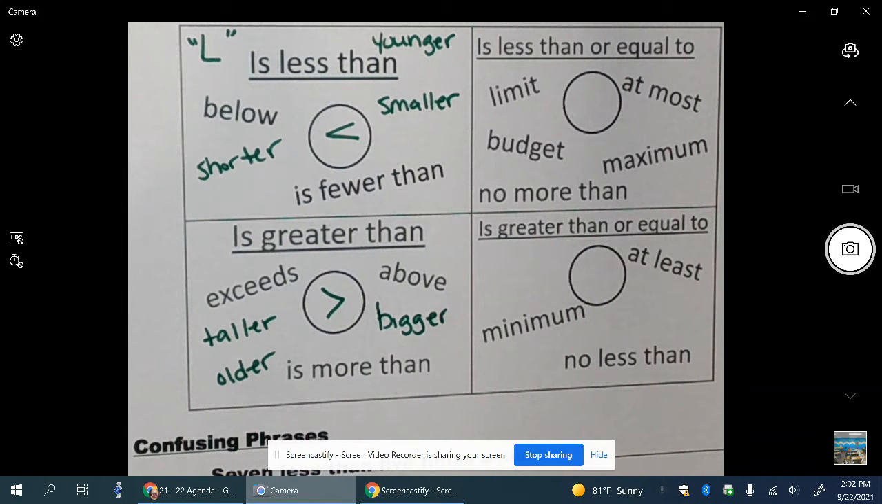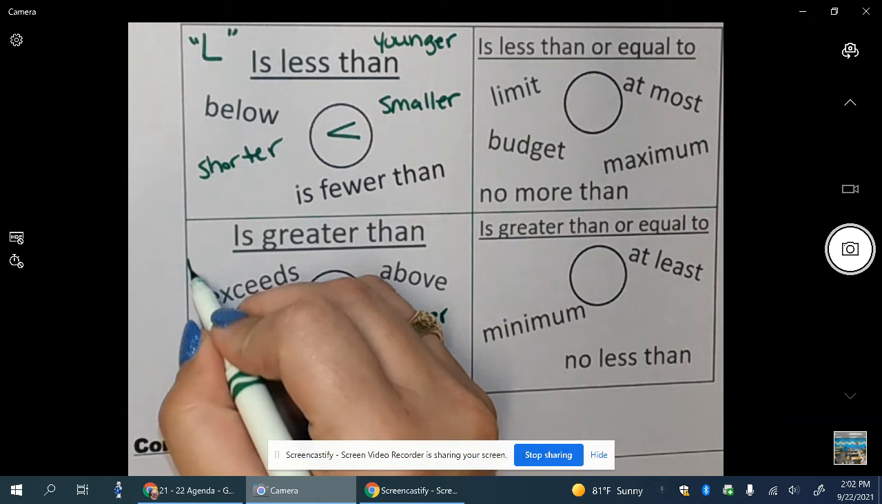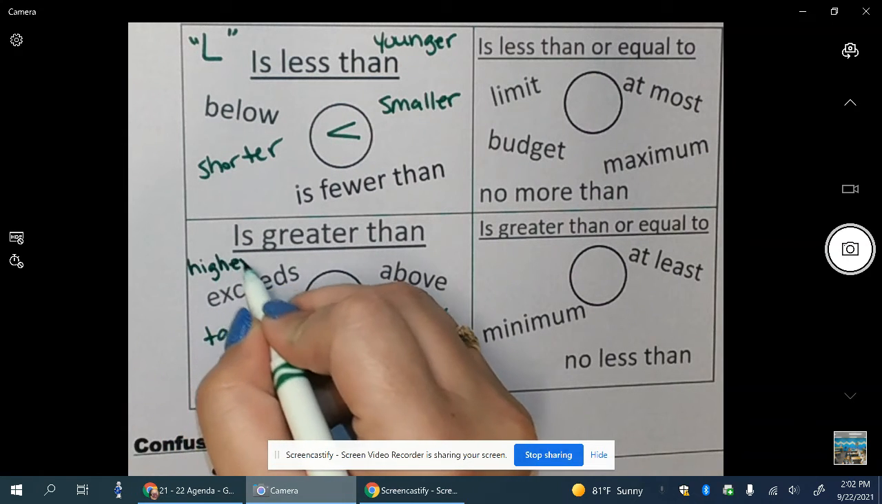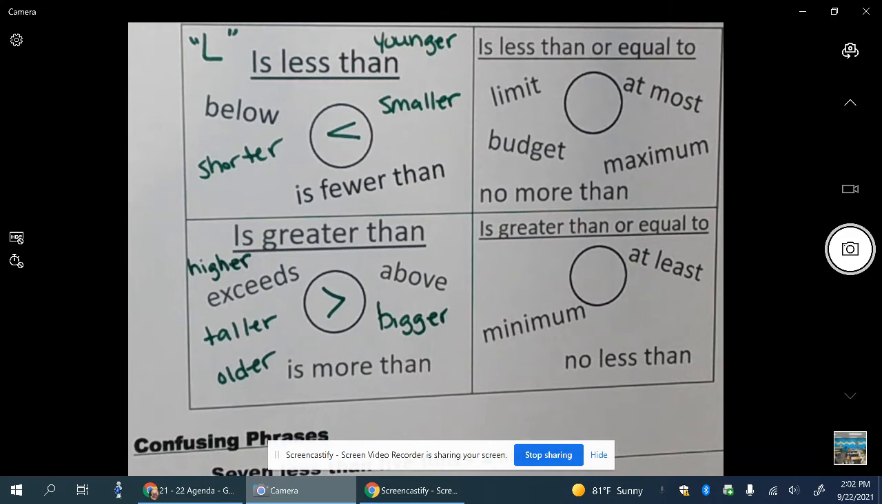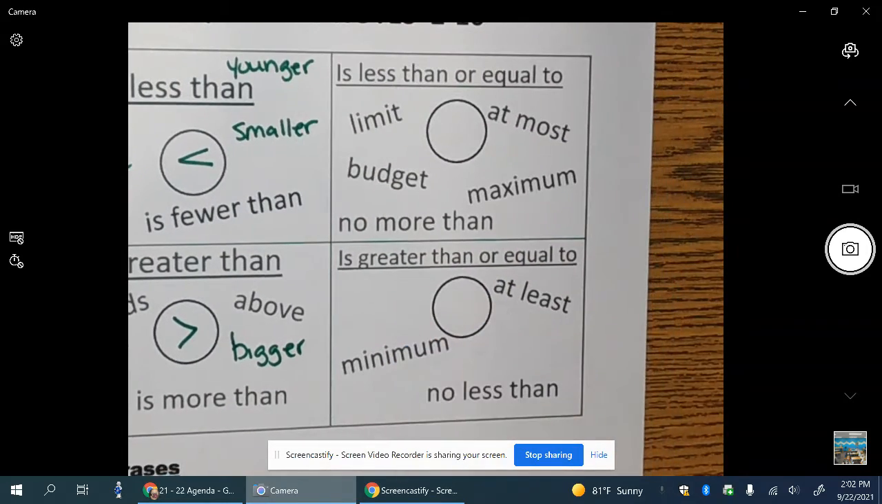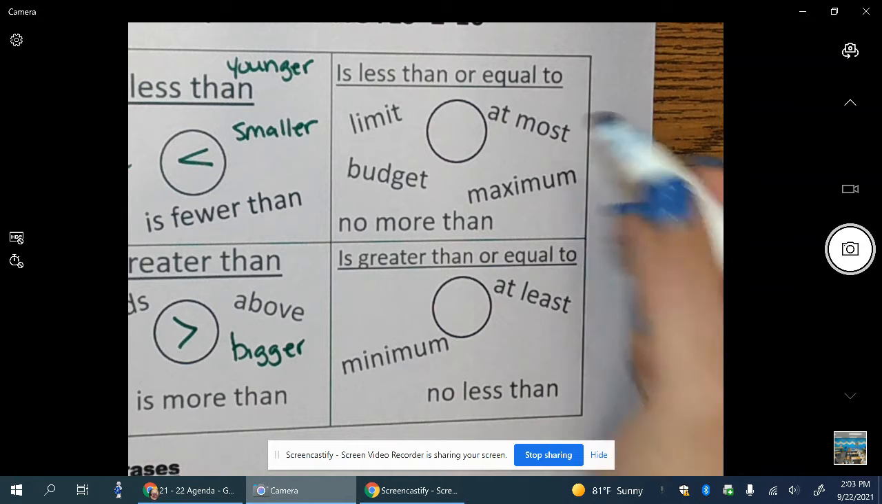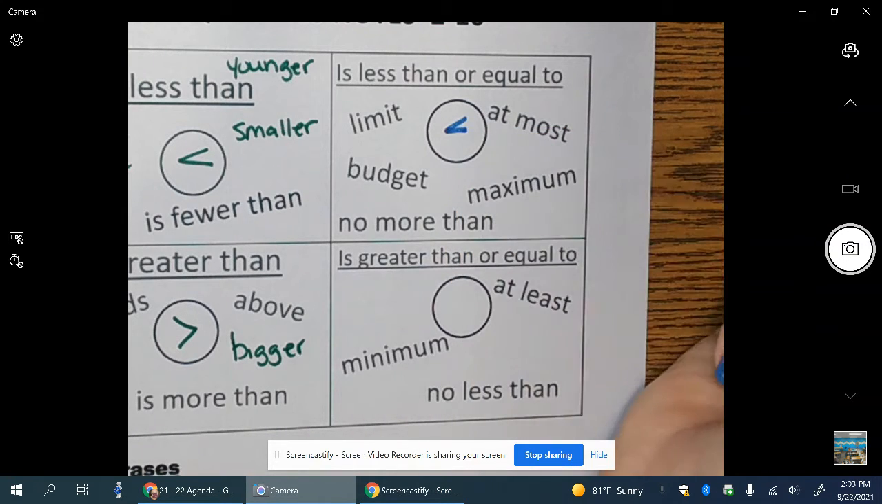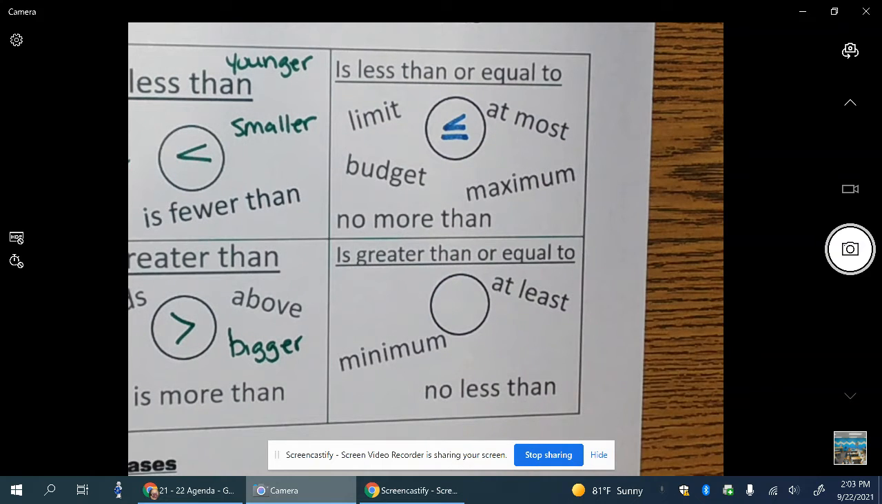If you're higher, yeah, her test grade was 3 points higher than mine. Maybe her long jump was 3 inches longer than my long jump. Okay. Now these are where it gets a little bit confusing. You have to be very careful. Less than or equal to. So I do less than, and then what do I put under it? A line. Okay. These are the ones where people get confused.